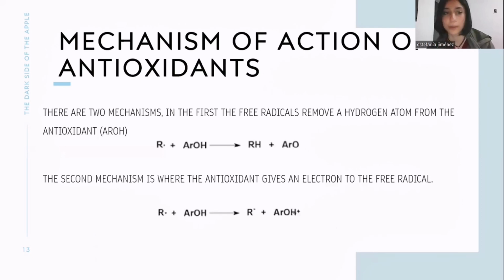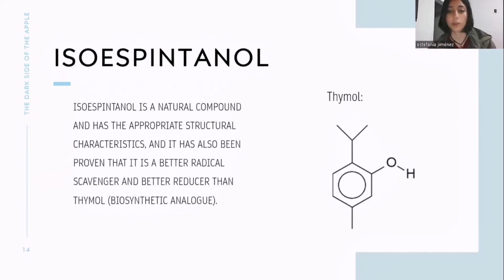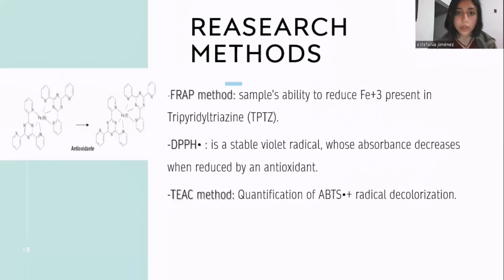To understand this better, there are 2 mechanisms of action of antioxidants. In the first, the free radicals remove a hydrogen atom from the antioxidant, and in the second, the antioxidant gives an electron to the free radical. Isospintanol is a natural compound that has the appropriate structural characteristics, and it has also been proven that it is a better radical scavenger and a better reducer than its biosynthetic analog, that is thymol.